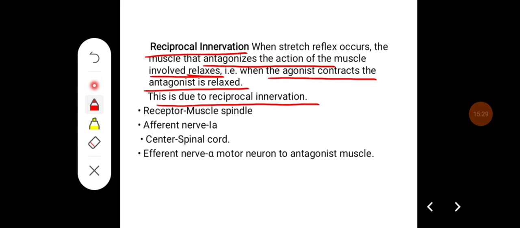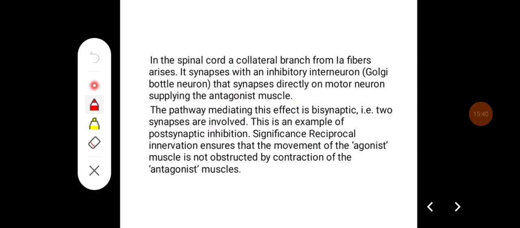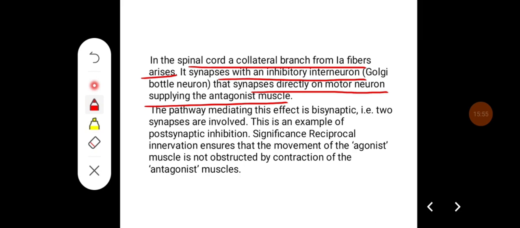So here in this reflex, the receptor is the muscle spindle, afferents are 1A fibers, the center is the spinal cord, and efferents are alpha motor neurons to the antagonist muscles. In the spinal cord, a collateral branch from 1A fibers arises. It synapses with the inhibitory interneuron, which is called the Golgi bottle neuron, and that synapses directly on the motor neuron supplying the antagonist muscle. The pathway mediating this effect is bisynaptic, because there are two synapses involved. So this is an example of postsynaptic inhibition.